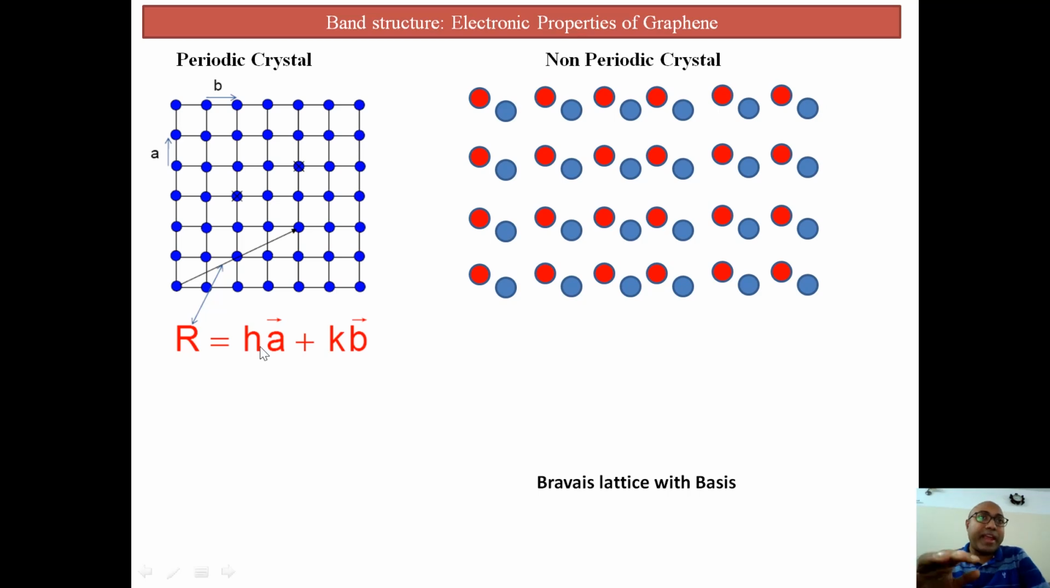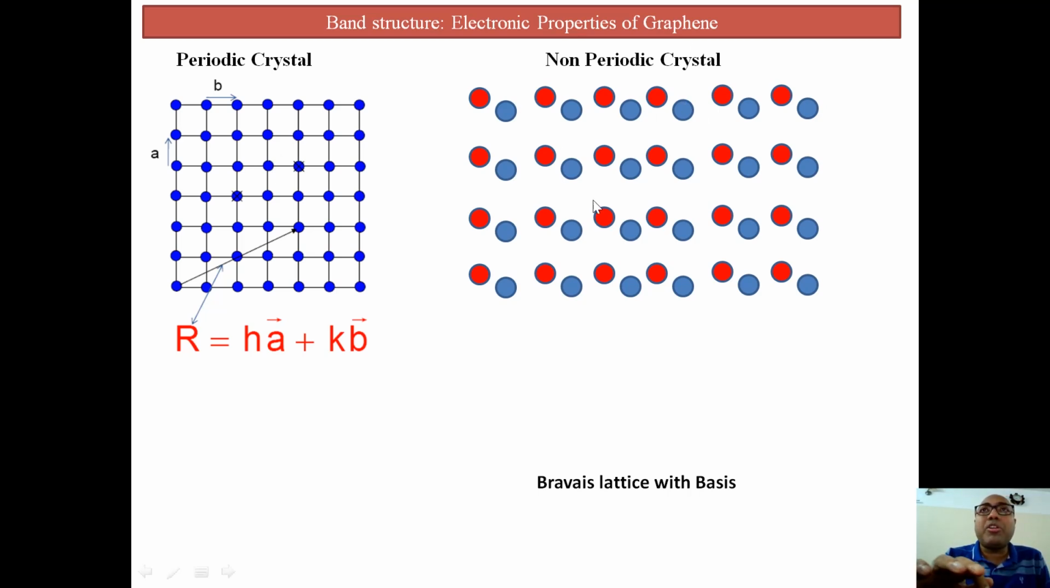Integer means 1, 2, 3, 4. h is an integer, k is an integer. Correct. Suppose you want to reach over here. So how to reach there? You go up to this part with some integer and then you go back. So that means 1, 2, 3, so 3 into a bar. Then you have to reach there. So 1, 2, 3, 4, and 4 into b bar. So 3a bar plus 4b bar. So that is actually, if you do this vector addition, you can reach here.